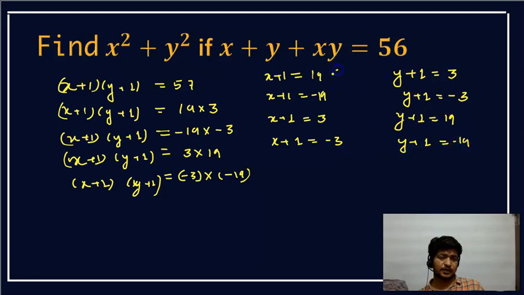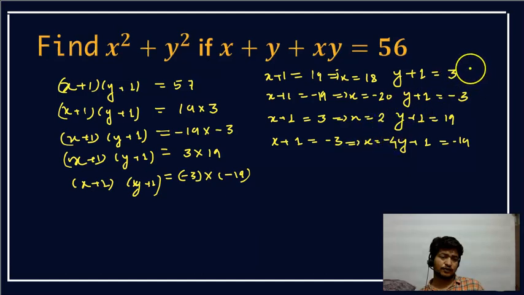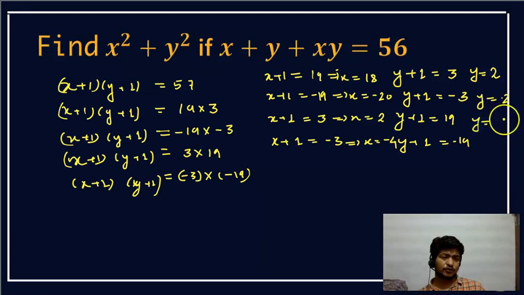Once you solve this, you will get the value of x equal to 18. Here you will get x equal to minus 20. Here you will get x equal to 2, and at last you will get x equal to minus 4. And here you will get the value of y equal to 2, y equal to minus 2, y equal to 18, and y equal to minus 20.